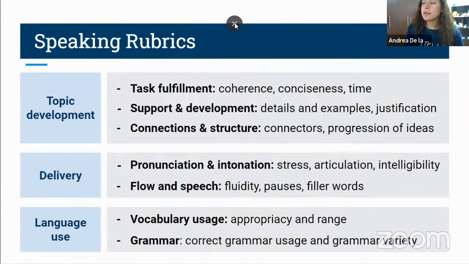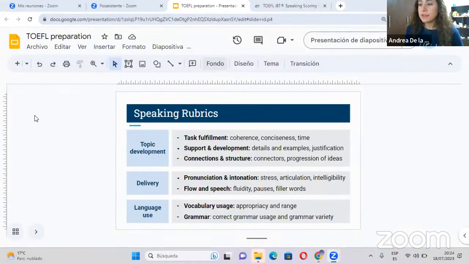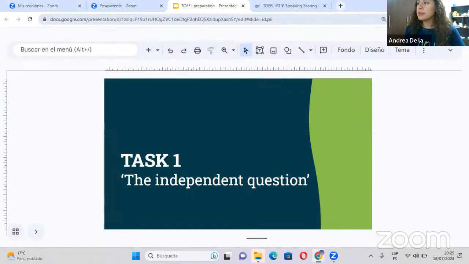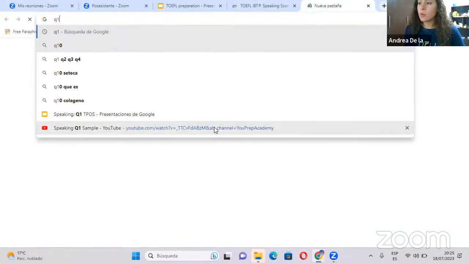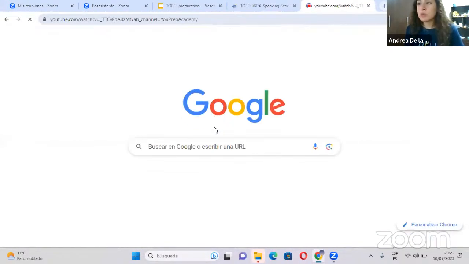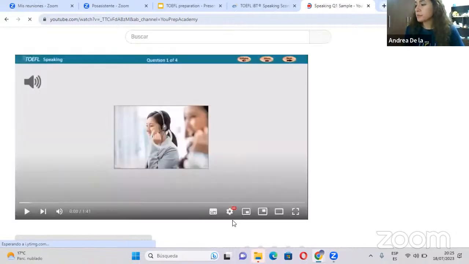As I was telling you, we're going to see question one today of the speaking section. So remember that it's called the independent question, right? Because you have to give your opinion. So what we're going to do is, I'm going to show you with an example what it is exactly that you have to do, how the question will be, what you will see on your screen, the instructions. So let's watch this video, and then we will be seeing what exactly you have to do, okay? Let's see.